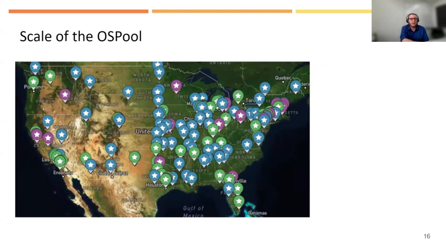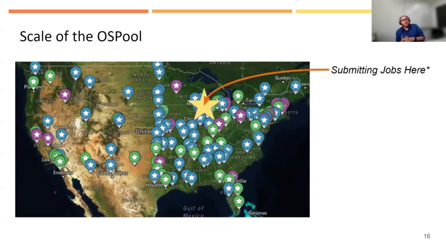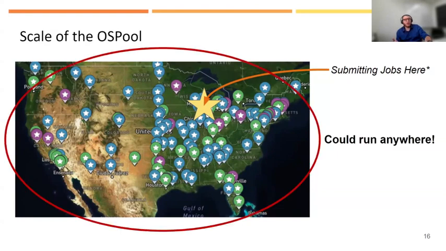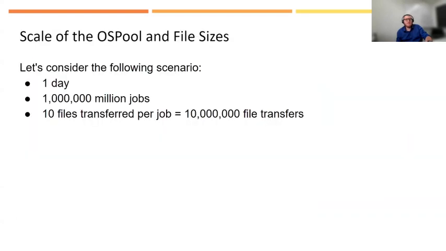Returning to the scale of the OSPool, the slide with the contributing institutions, you may be submitting a job from Chicago or from Madison, where our general access points are located. You submit in this location and the jobs could run anywhere. So your files, your jobs, are going to have to go out to one of these contributing sites in order to actually execute, and then the results have to be brought back.